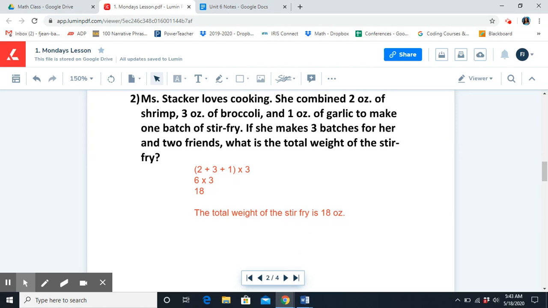Your secret code for today's math lesson is RAP. R-A-P. Again, the secret code for today's math lesson is RAP.